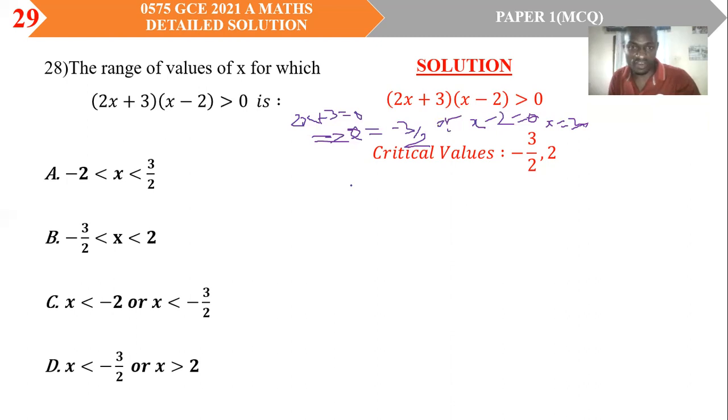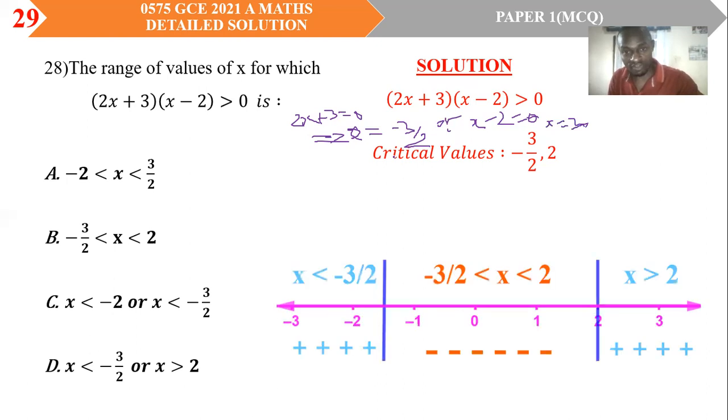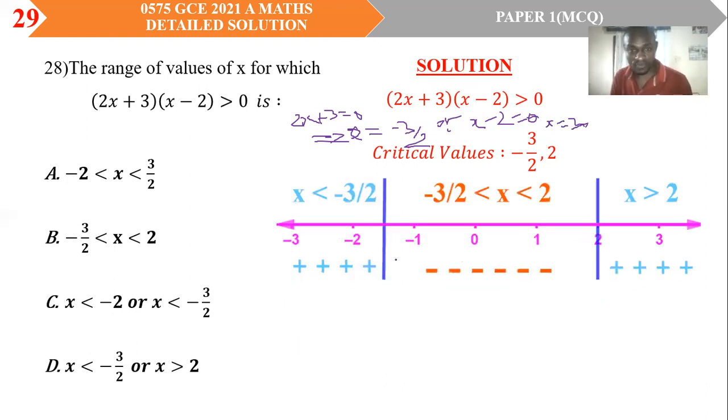When we have the critical values, we can either use the table method or the number line to determine the range of values of x where the solution satisfying this inequality can lie. In this case, we've used the number line as shown. On this number line, this line is dividing at negative 3 over 2, and this line is dividing at 2.